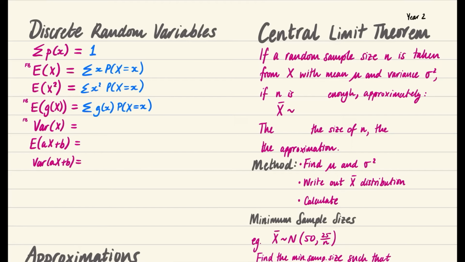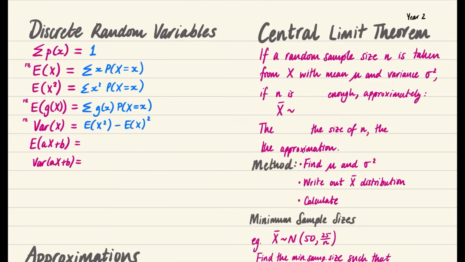This variance of x formula is also in the formula book as well, but it's a pretty straightforward one to remember if you know it from normal maths. It is the mean of the squares minus the square of the mean. So you do E of x squared and you subtract from it the expected value all squared.